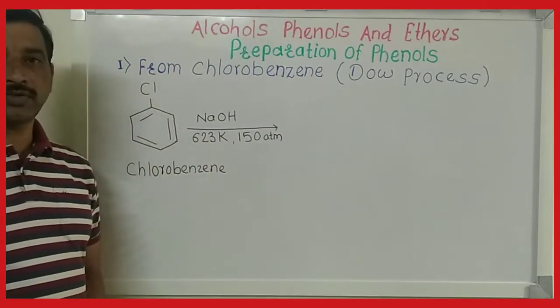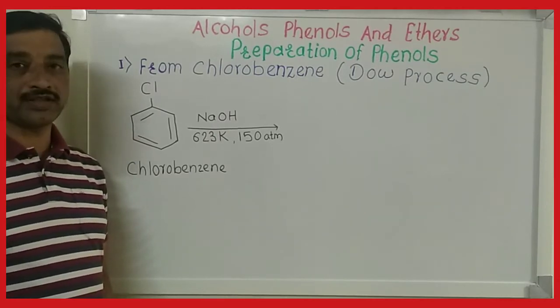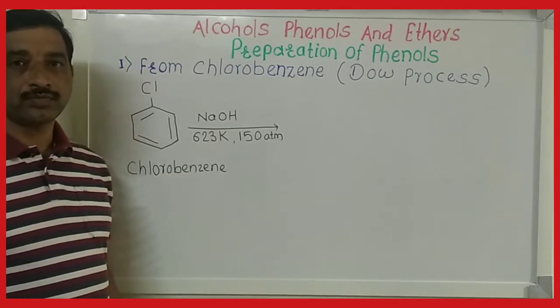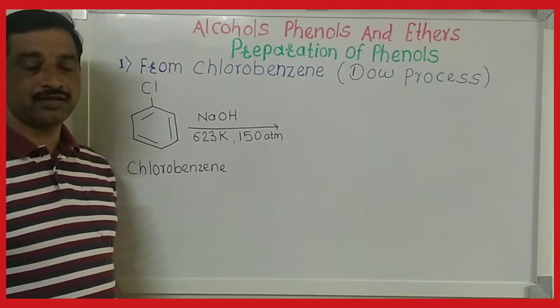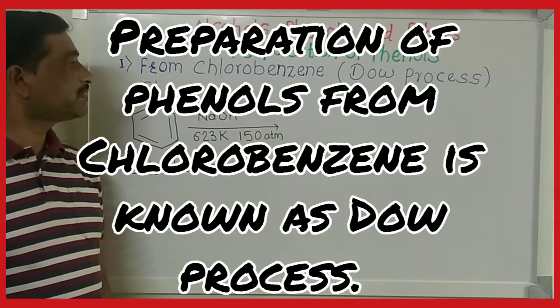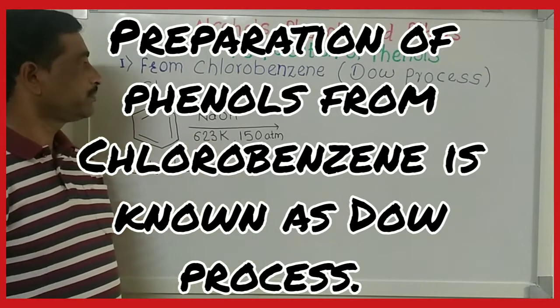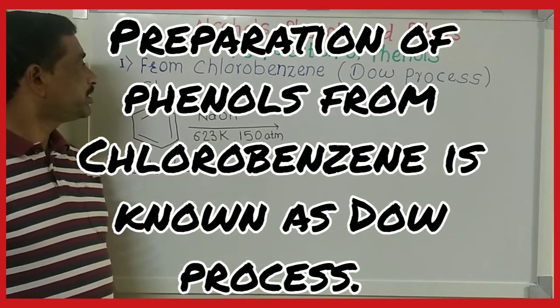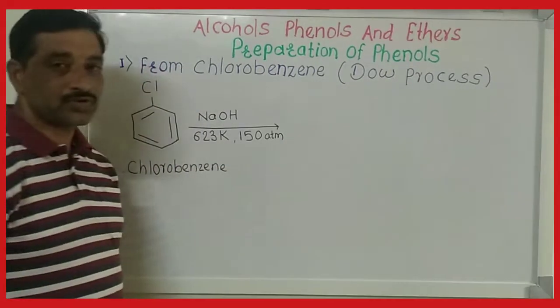So there are four methods of preparation of phenols. The first method is from chlorobenzene, the second method is from cumene, the third method is from benzene sulfonic acid, and the last method is from aniline. So let us start the first method of preparation of phenol, that is from chlorobenzene. The preparation of phenol from chlorobenzene is also known as Dow's process.